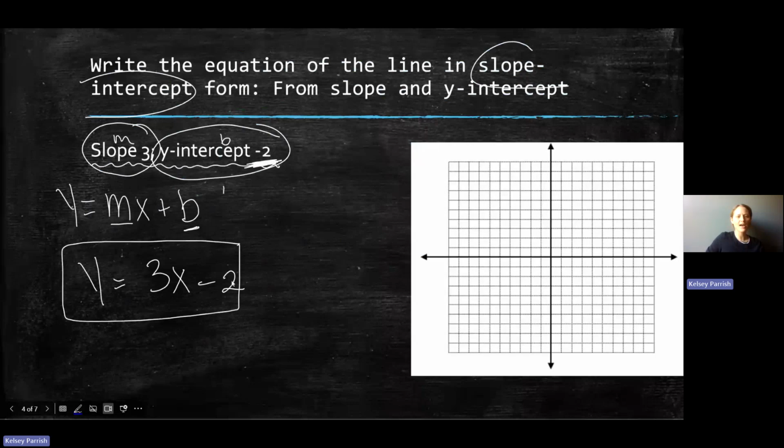Now, how could I use that to graph? Well, I know the intercept is -2. I know that's the y-intercept, so that's right here. I know the slope is 3. That means the slope is actually 3 over 1. So I'm going to go up 3 over 1, find my second point, and voila. y equals 3x minus 2 is now on a graph. You do the same thing with point-slope form.